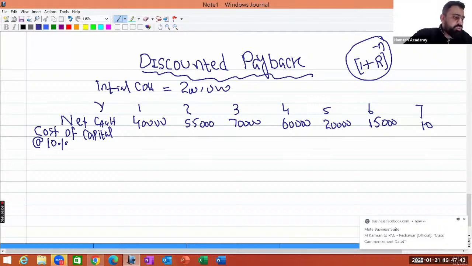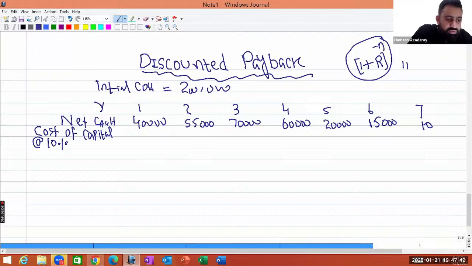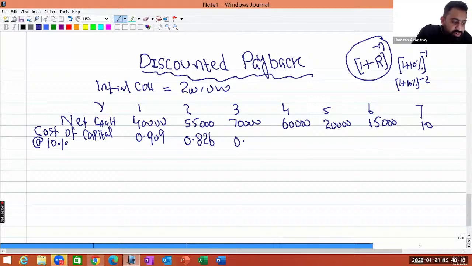Now, if we use this method to calculate the discount factor for the first year, it will be 1 plus 10% raised to the power minus 1, and the discount factor will be 0.909. Similarly, for the second year, it would be 1 plus 10% raised to the power minus 2. If you calculate using the calculator, it will be 0.826. Similarly, for year 3, 0.751.